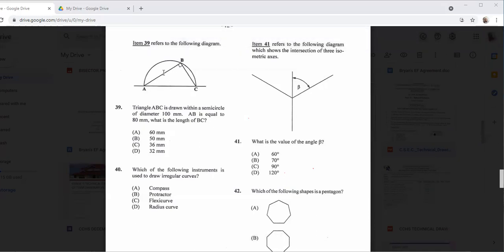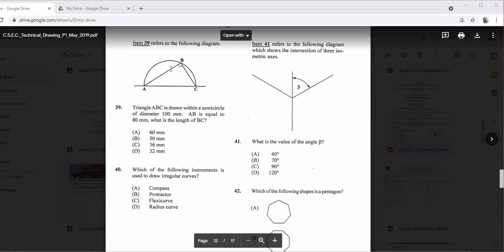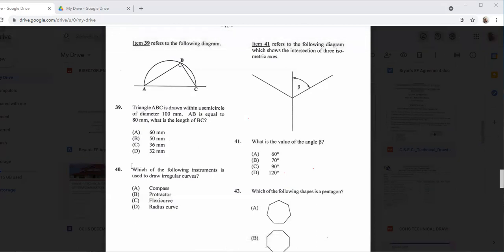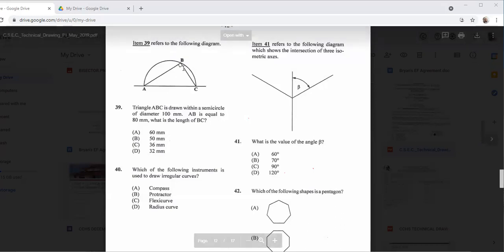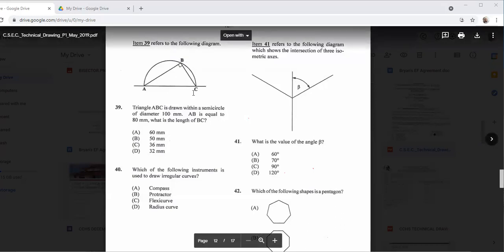60 would be about 2/3 of that, which would be about right here. So I would say 60. It could not be 32, it could not be 36 because here is clearly more than half. So it has to be between these two. And from here to here is about 2/3 of this distance. So I would say it's 60.